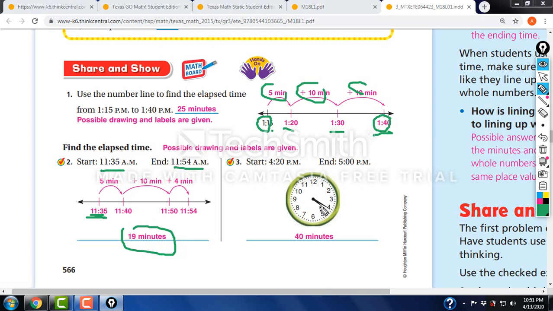Okay, the next one is using the analog clock. Start at 4:20, count by fives to get to 5 o'clock, which is right here. So it's 5, 10, 15, 20, 25, 30, 35, 40. And that's 40 right here. Okay, so this one we counted by fives. This one we used the number line.